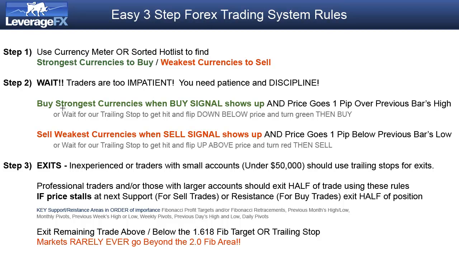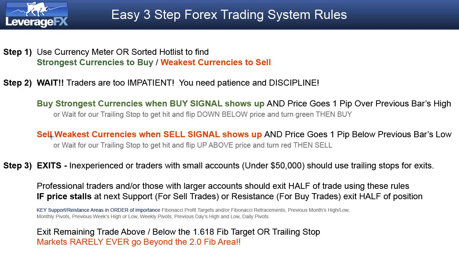So you want to buy the strongest currencies when you see a buy signal and price goes 1 pip over the previous bar's high, or if it's already gone up a couple waves, up, sideways, or up again, pullback, up again, 3 waves up, you might want to wait for the trailing stop to get hit and flip down below price and turn green, then buy. That'll eliminate some of the unnecessary losses.